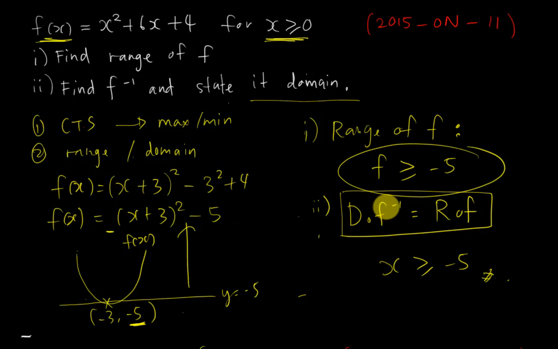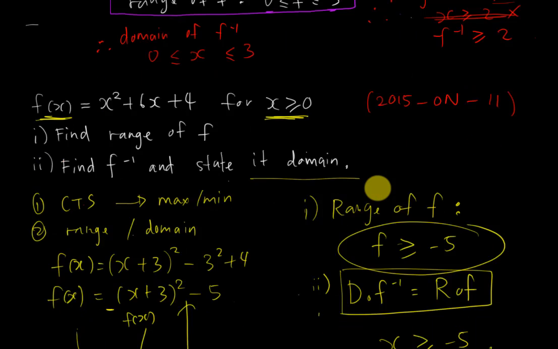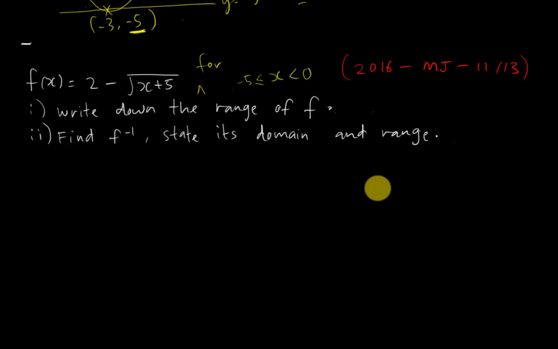Because the domain of f inverse is the same as the range. This is the range of f(x), isn't it? So just copy everything and then change, because for domain we use x, for range we use f or y. Alright, so let's have a look at the next question.